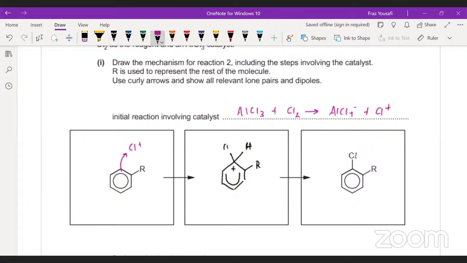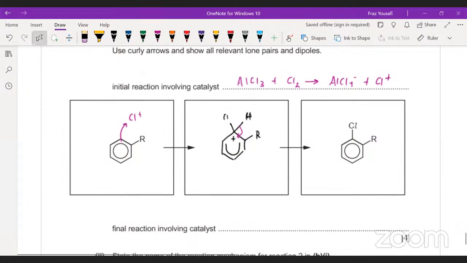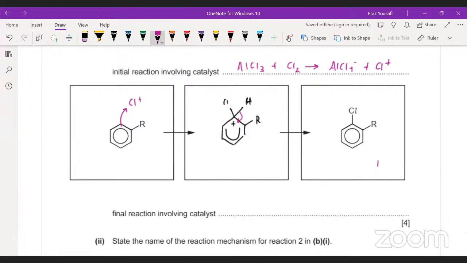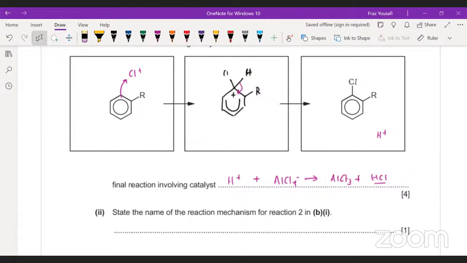The next step of your mechanism should show, again, that bond breaking and reforming the benzene ring. And once all of this has happened, remember, you get a byproduct of an H plus. So you need to show how in the next step, the H plus reacts with the AlCl4 minus to reform the AlCl3 and give you your byproduct of HCl. So definitely a substitution. And because we had to do it by creating an electrophile, we call it electrophilic substitution.